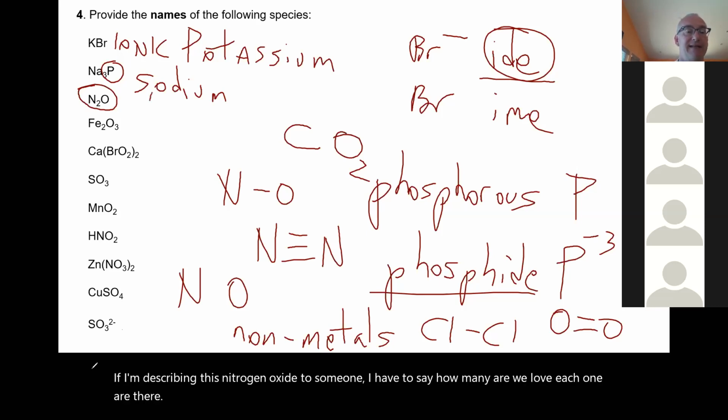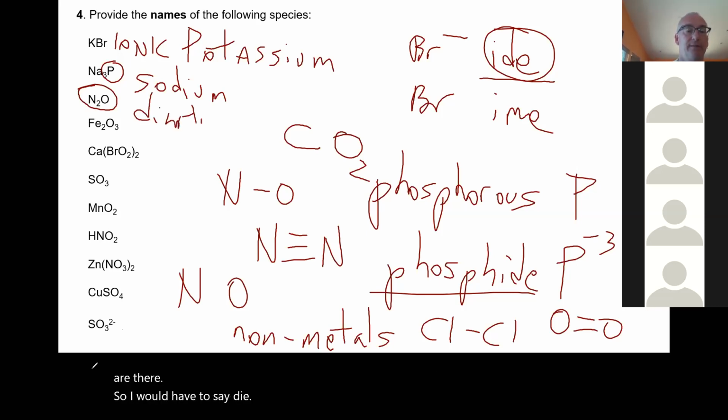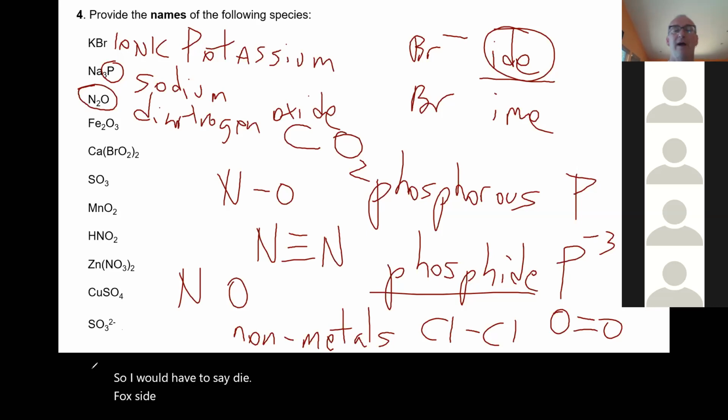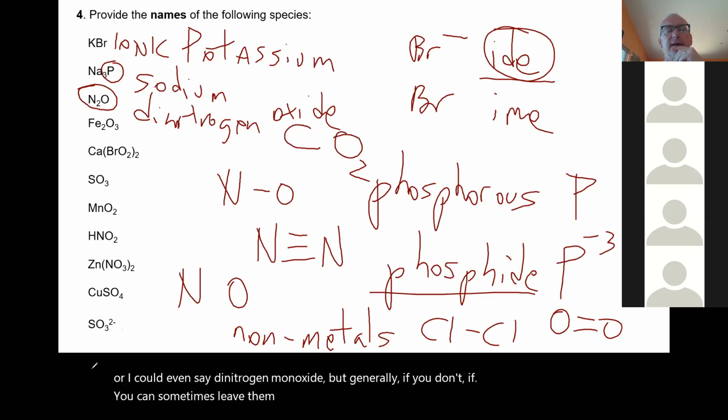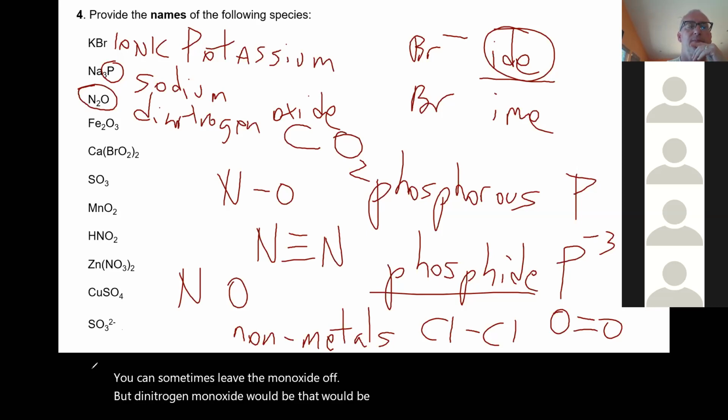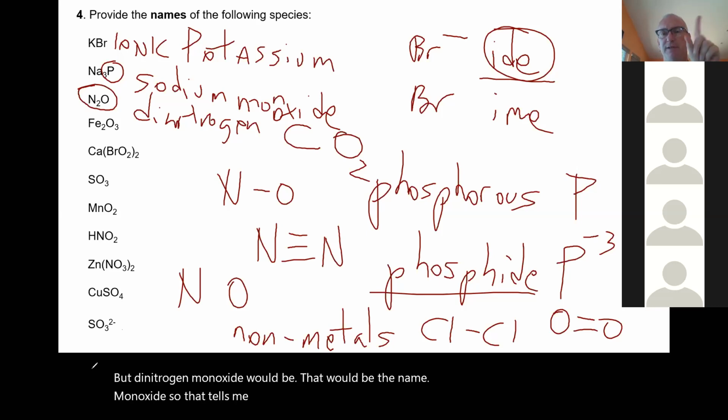So I would have to say dinitrogen oxide. Or I could even say dinitrogen monoxide, but generally you can sometimes leave the mono off. Dinitrogen monoxide would be the name. Monoxide tells me there's 2 nitrogens and 1 oxygen. Okay? And you only have to do that for covalent compounds.